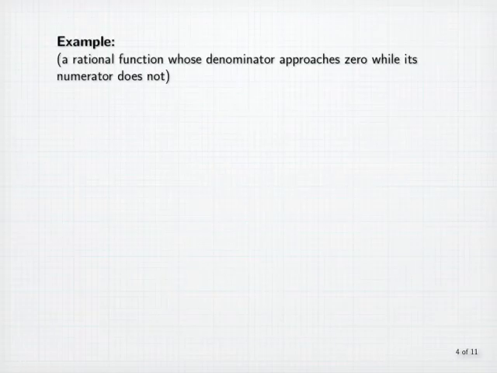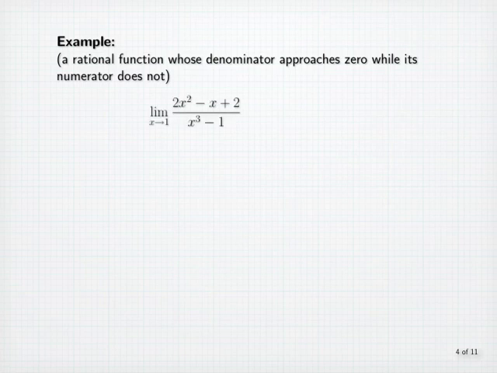Here's an example involving a rational function whose denominator approaches 0 while its numerator does not. Let's look at the limit as x approaches 1 of (2x squared minus x plus 2) divided by (x cubed minus 1). Let's think about what's happening when x is close to 1.